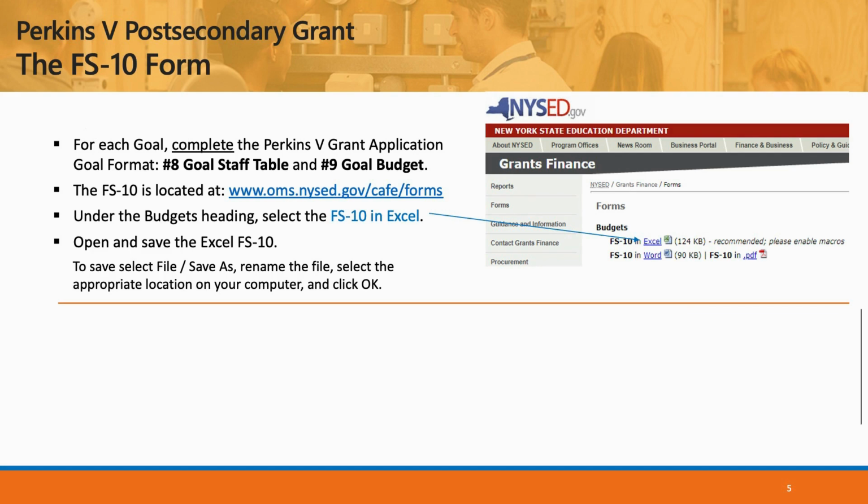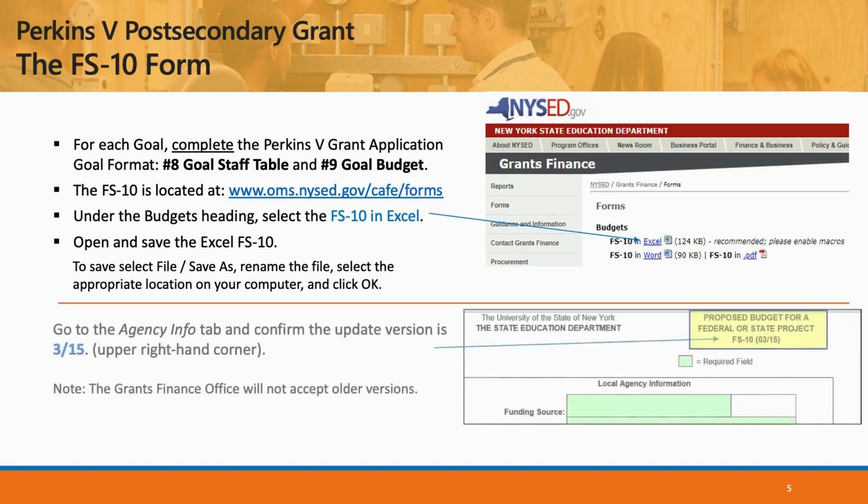Rename the file, select the appropriate location on your computer, and click OK. Once you have opened the FS-10 file, make sure that you have the correct version. Go to the Agency Info tab, then in the upper right-hand corner, confirm that the version is for March 15th. The Grants Finance Office will not accept older versions of the FS-10, so this step is critical.